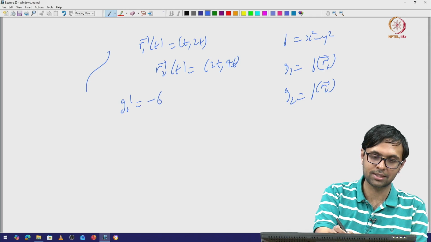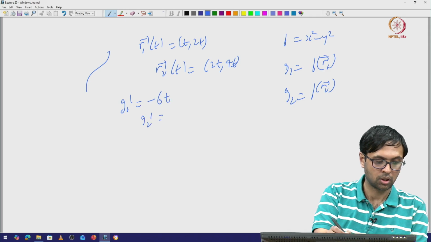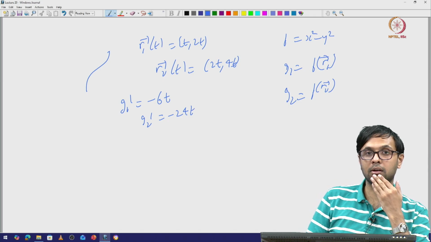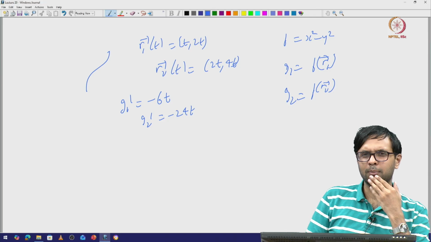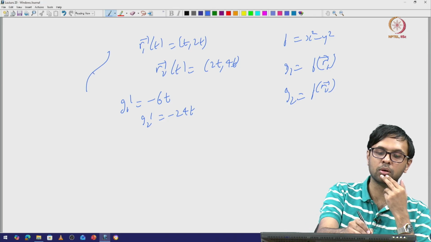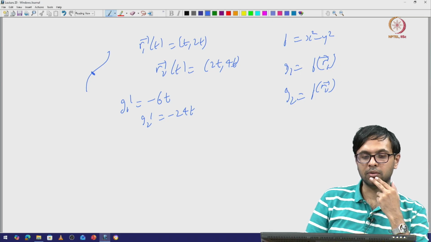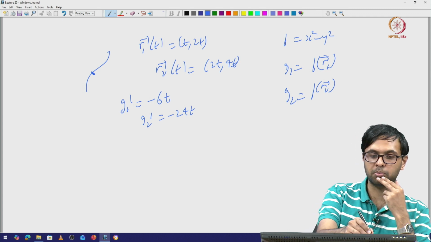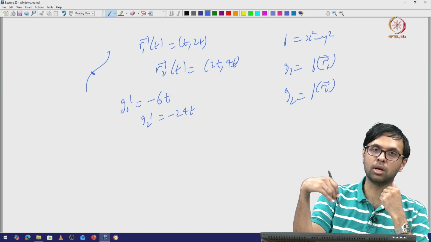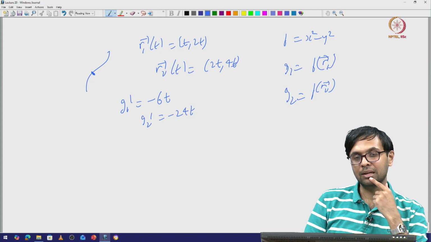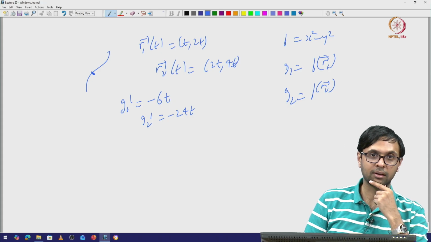G1 dash was minus 6t and G2 dash was minus 24t. So if you take the same value of t, you will obviously get 4 times the number. But that's not the correct thing to do, right? The correct thing to do is to look at the same value of x comma y. So if you want to know how fast f is changing according to one particle at this point, you have to compute the rate of change of f according to the other particle at the same point. But even then, you will get different answers, right?